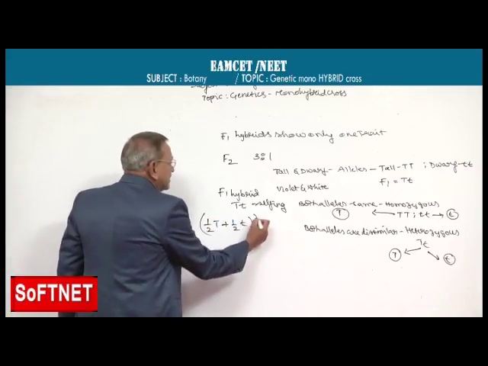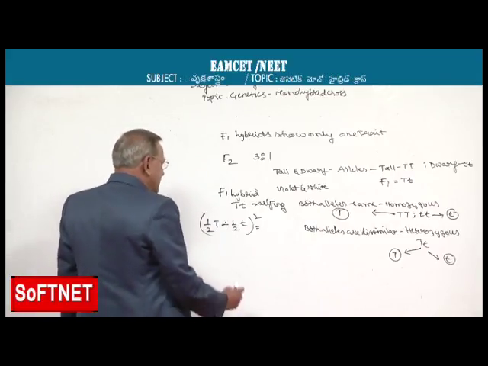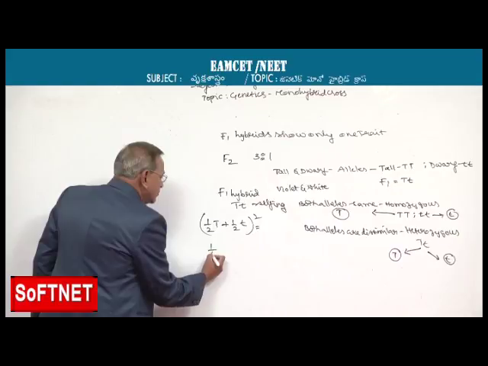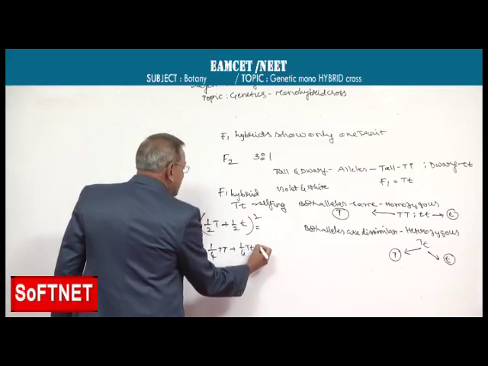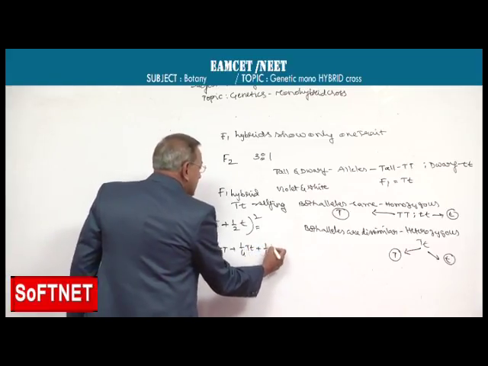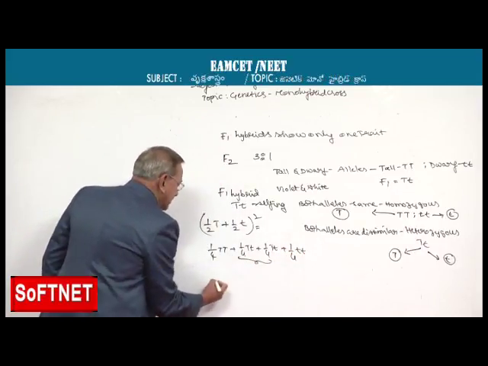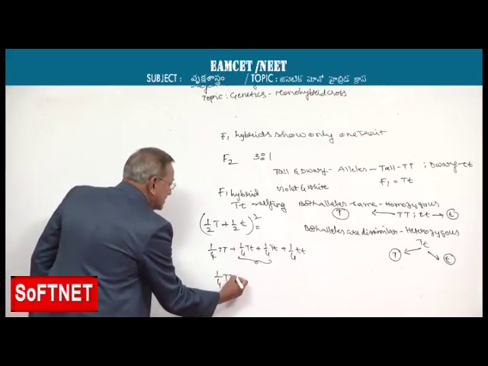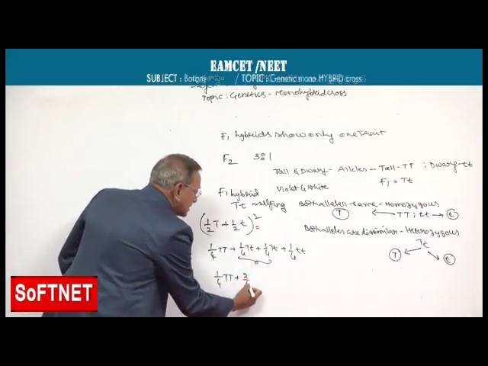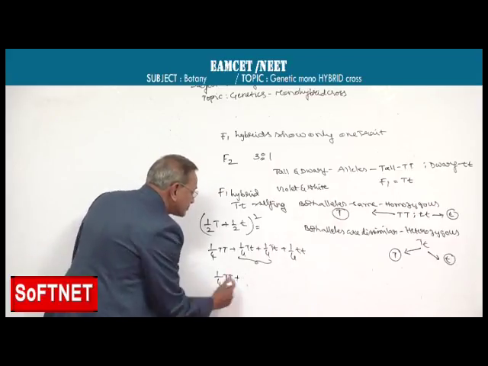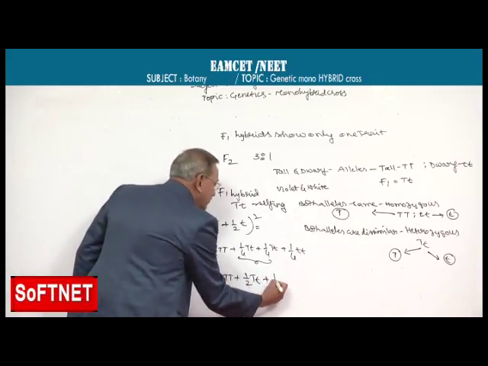To obtain the result, he squared the possible gamete types and obtained 1/4 capital T capital T plus 1/4 capital T small t plus 1/4 capital T small t plus 1/4 small t small t. Since these two are the same, we can write it like this: 1/4 TT and 2/4, which can be reduced to 1/2 Tt, and 1/4 tt.